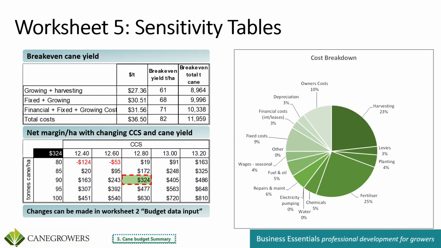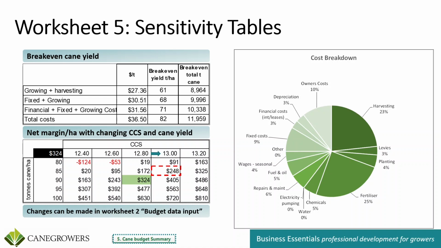In this table, we focus on testing changes in CCS and cane yield to see what happens to our baseline margin. If cane yield is reduced by 5 tonnes from 90 to 85 tonnes per hectare, the net margin is reduced from $324 to $172 per hectare. If at the same time CCS increases by 0.2 units from 12.8 to 13 CCS, the net margin then moves from $172 to $248 per hectare.